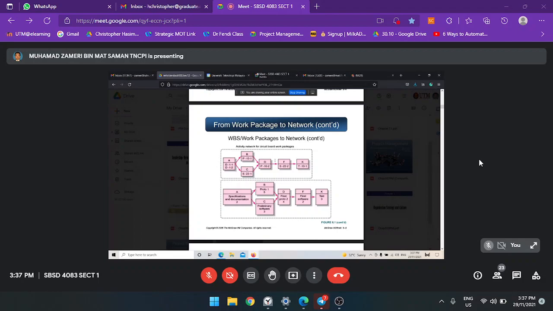And then after B and C, you proceed to D. When you finish B and C, you can proceed with D. So you see two arrows here. That means before you proceed to D, B and C must be finished first. If only B is finished but C hasn't finished yet, D still cannot start. You can only start D when B and C finish. After D is F. So you can proceed with F when you finish D. And then K. You can proceed with K when you finish F. Okay? So this we call a network.